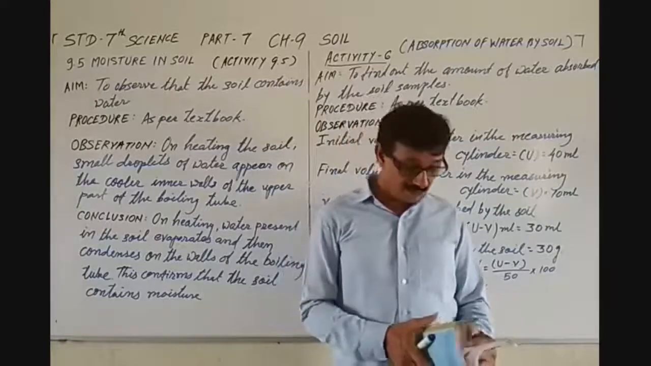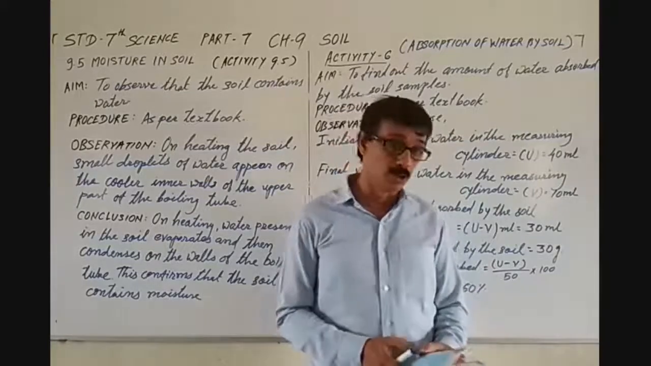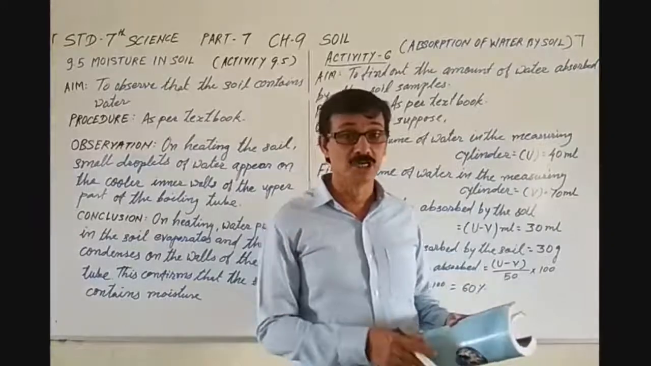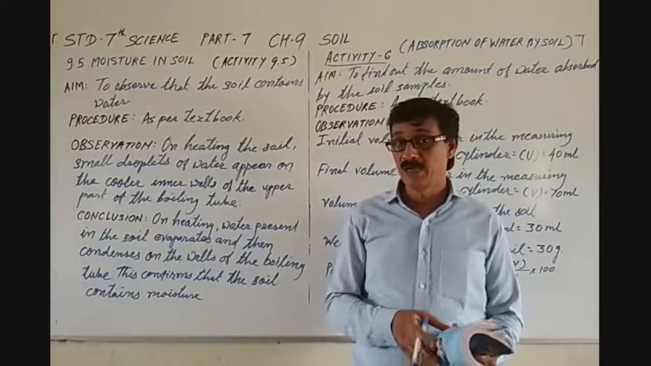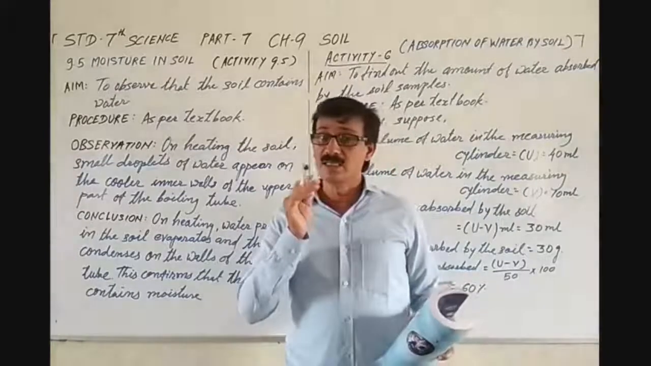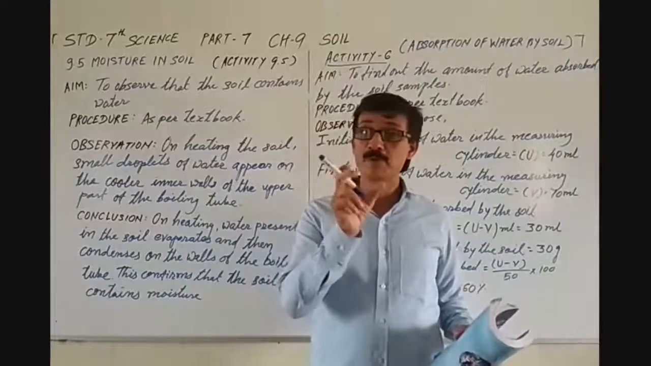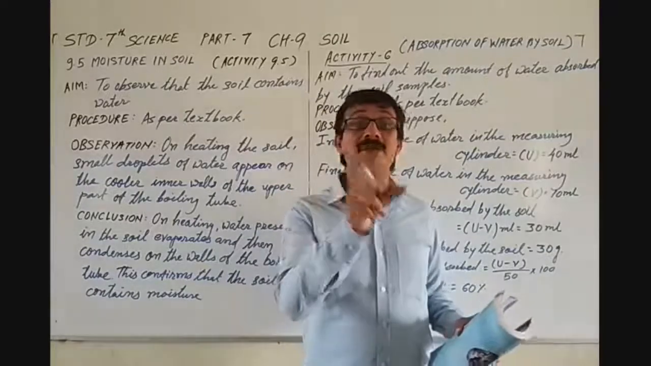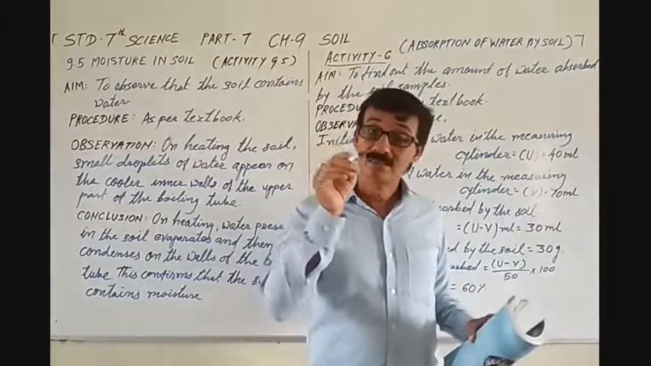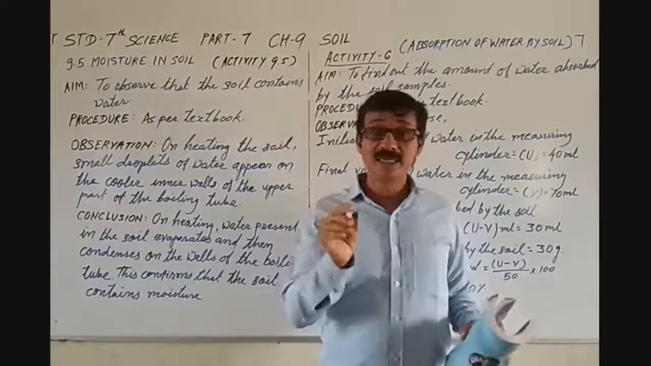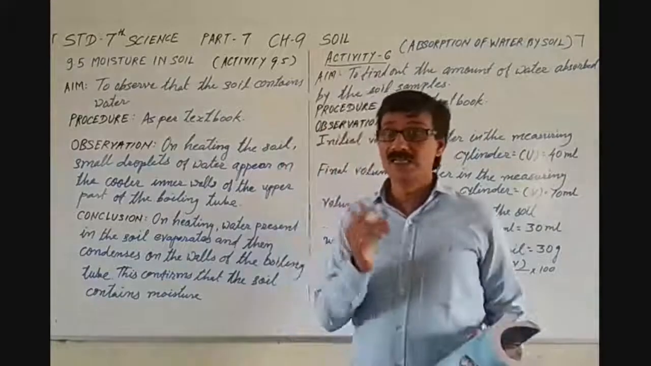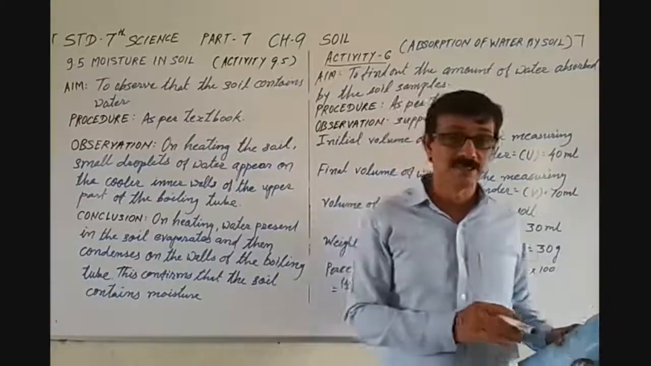In the last part, we discussed the properties of soil, in which through an activity we discussed the percolation rate. And what is percolation rate of water? It is the amount of water absorbed by the soil in a given time. The amount of water absorbed by the soil in a given time is known as percolation rate. Okay, remember well.